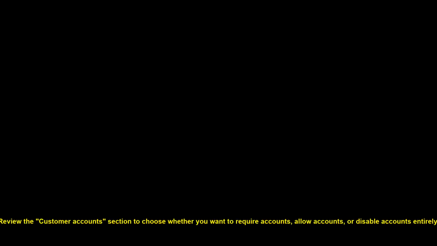Review the Customer Accounts section to choose whether you want to require accounts, allow accounts, or disable accounts entirely. Scroll down to the Order Processing section. Here, you can decide whether to enable the option to automatically fulfill orders or require manual fulfillment. Next, check the Checkout Language section to ensure the language suits your target audience.